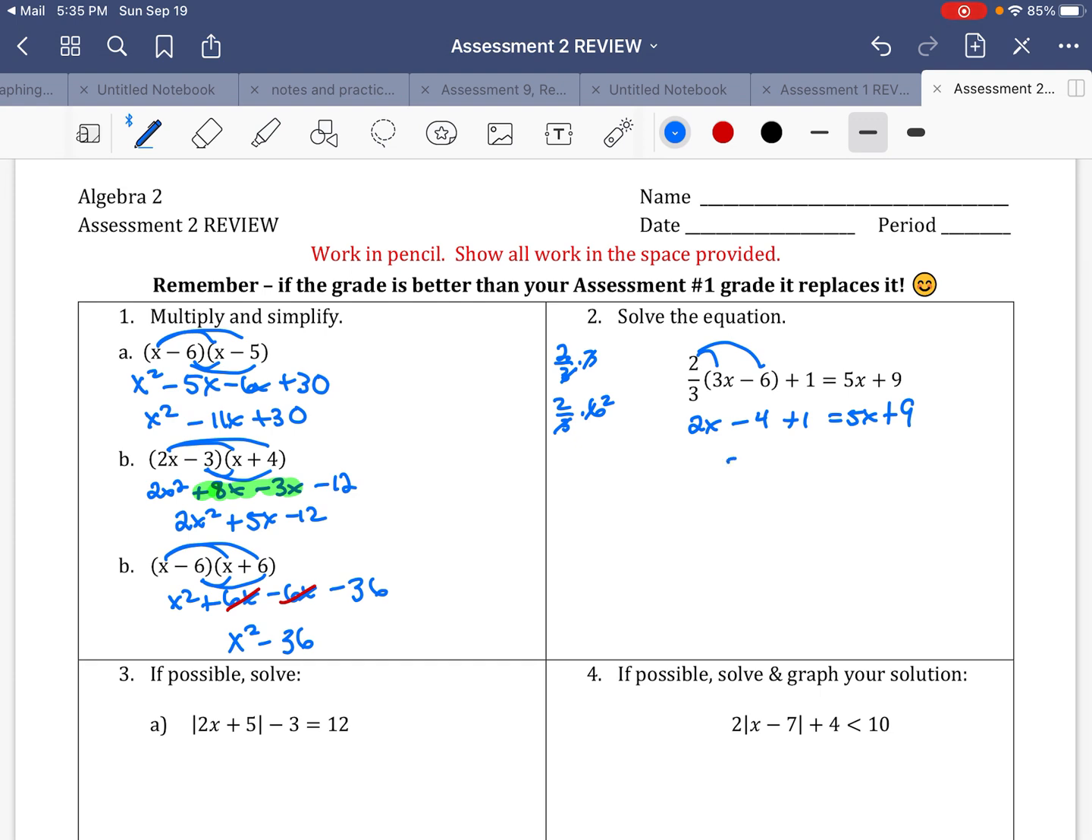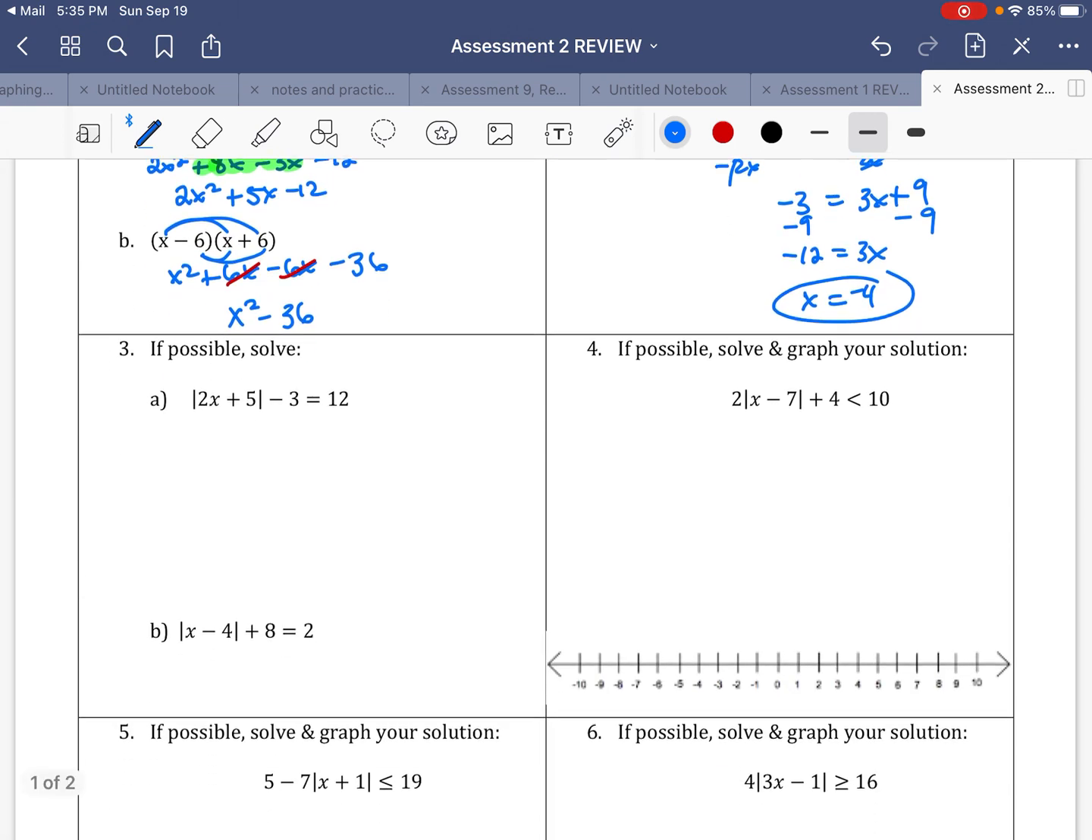So on the left side, I have 2x minus 3, because remember that these two items can be put together as a negative 3. So 5x plus 9. So I think I will take away 2x. So I have negative 3 equals 3x plus 9. Take away 9. So I have negative 12 equals 3x. So then I divide by 3, I get negative 4.